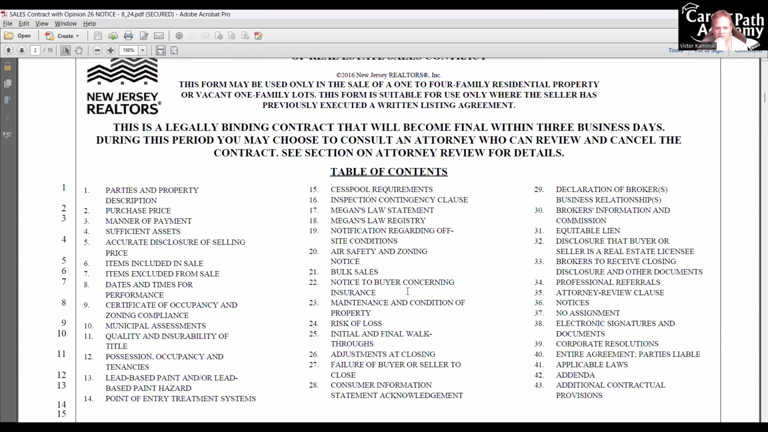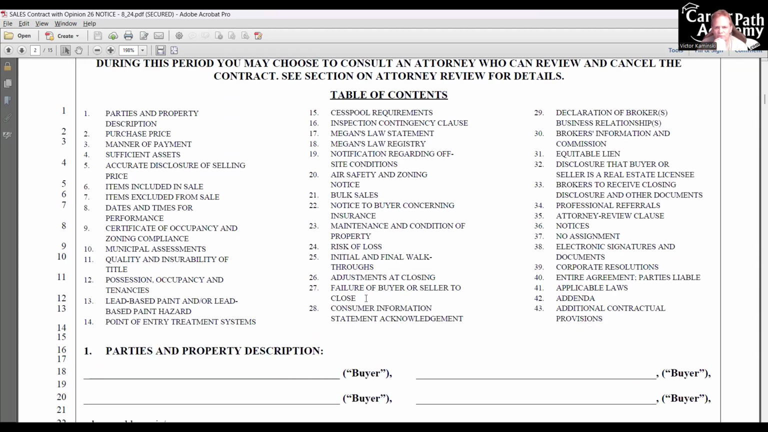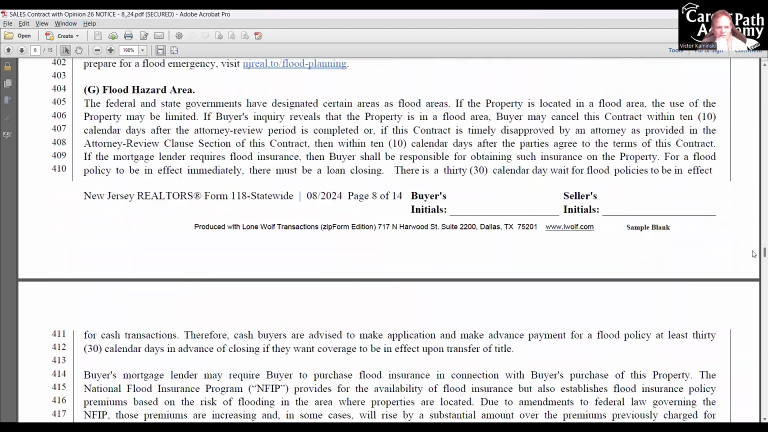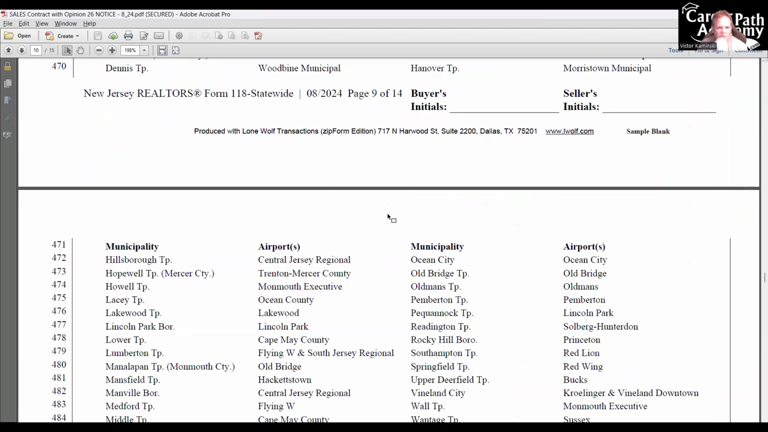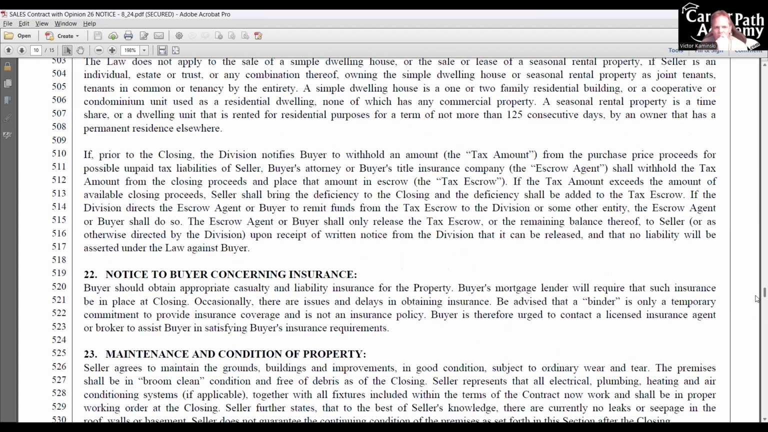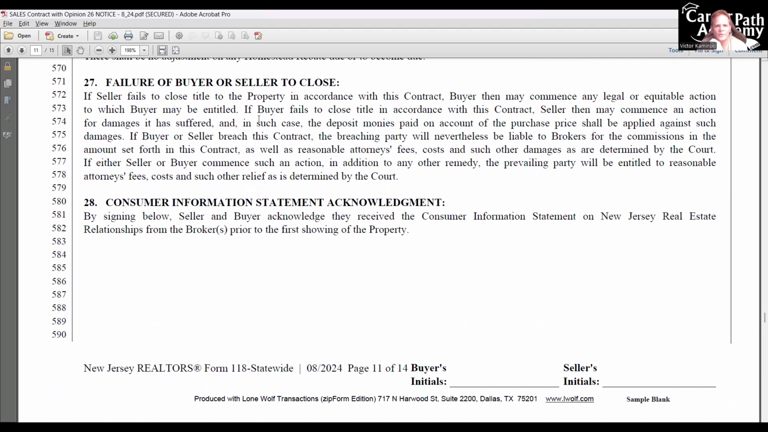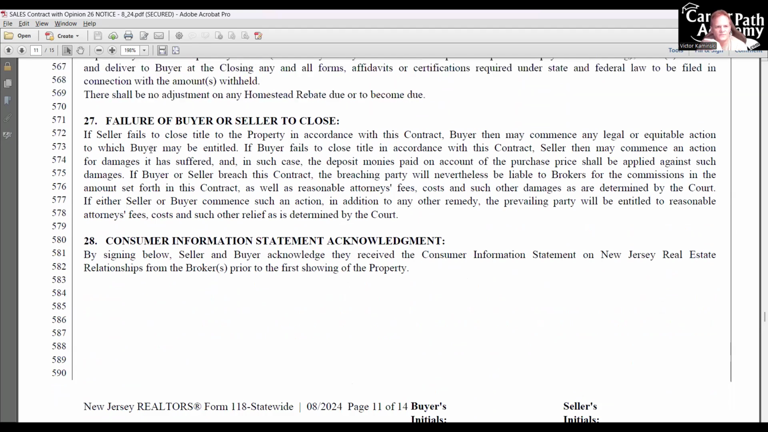So what was that section number 27, failure of buyer to close? So let me scroll down here and try to get to section 27. There you go. Failure of buyer or seller to close. If the seller fails to close title to the property in accordance with this contract, buyer then may commence any legal and equitable action to, okay, so that's between the seller and the buyer there.